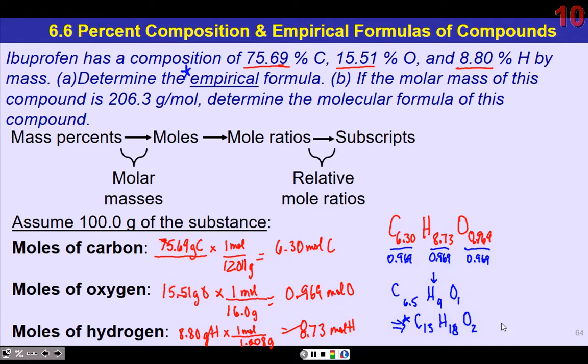A little bit of math manipulation, but not awful. Now, the second part is going to be to come up with the molar mass of the compound and get the molecular formula, given the molar mass as shown at 206.3. So we need to put that information together.